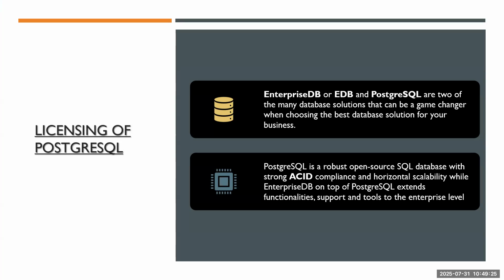Sorry, can you please repeat? Horizontal? Horizontal is like scaling the environment by increasing the number of servers. Yes. And vertical is scaling by increasing the number of compute resources, like CPU, memory, IOs. Horizontal means you can increase the server count, the number of servers.